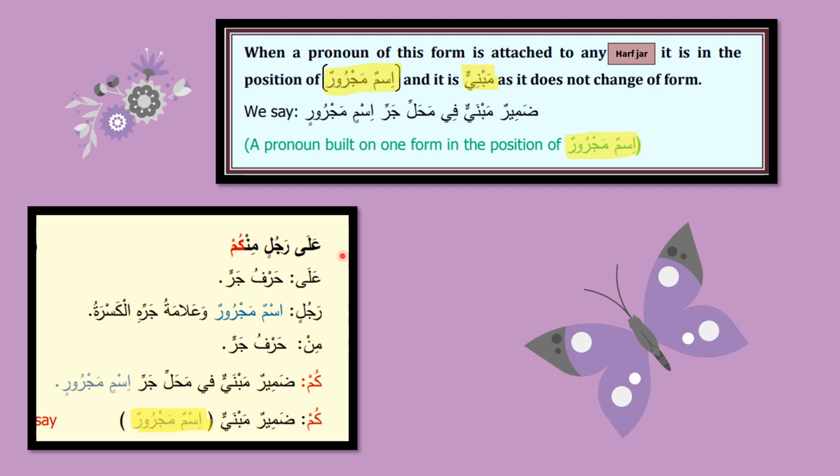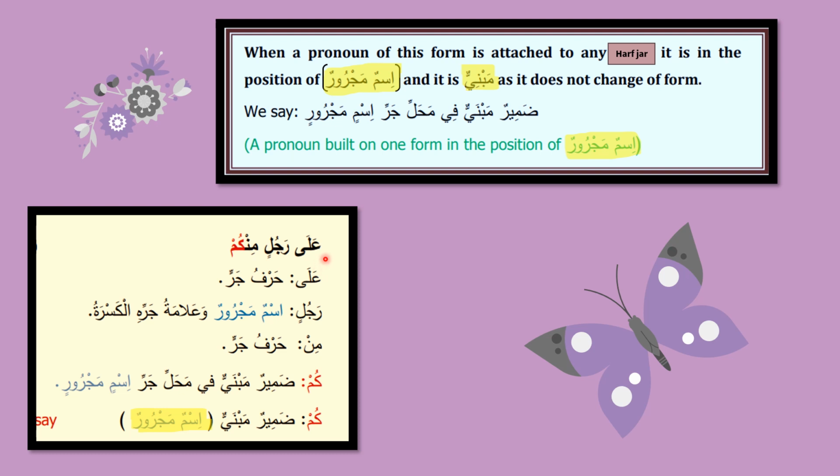And these are very important. The eraabs are very important because if you don't understand the eraab, you're not going to understand the ayah of a Quran. So now let's see ala rajulin minkum. So this is a small phrase out of a sentence. We should not go on the meaning, but now we should concentrate on the eraab only.